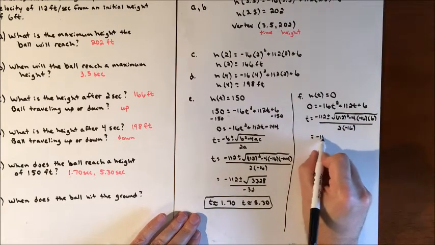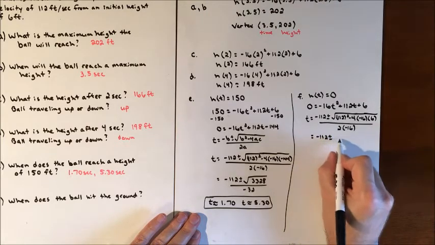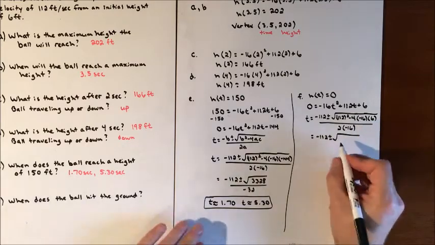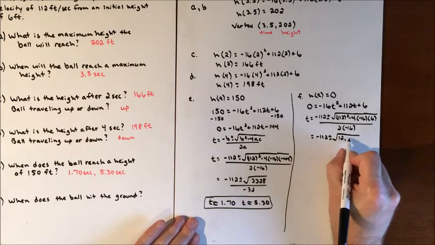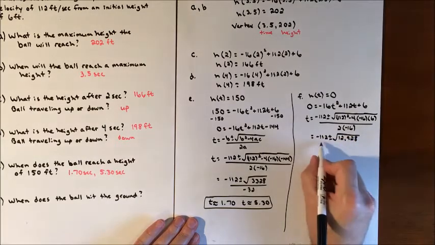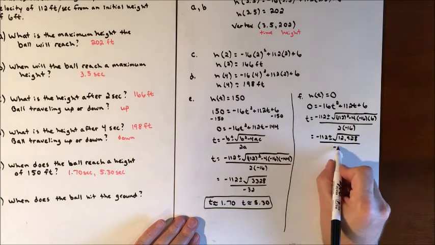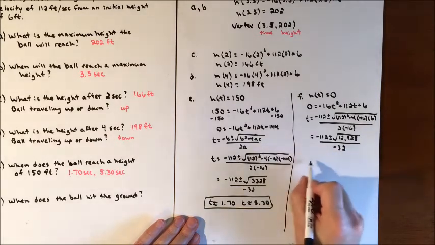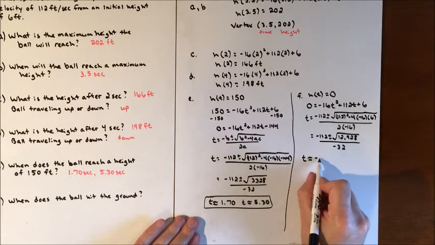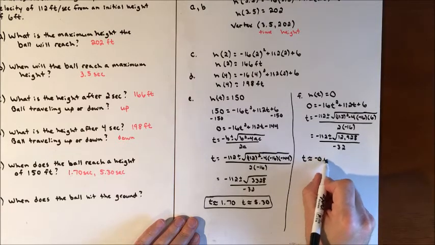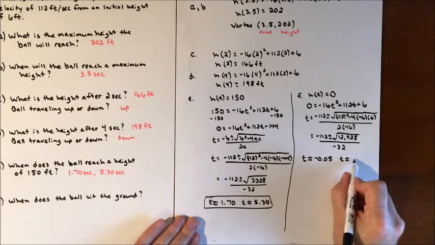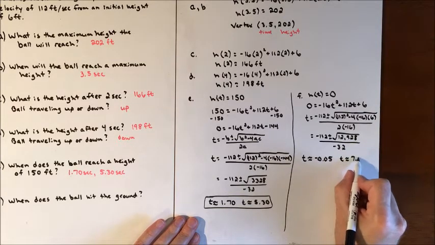So that's going to be negative 112 plus or minus the square root of whatever this turns out to be on the inside, and it turns out to be 12,928. Plug it into the calculator, divided by negative 32. So I'll plug that into the calculator, and we get times of negative 0.05, and we get approximately 7.05.